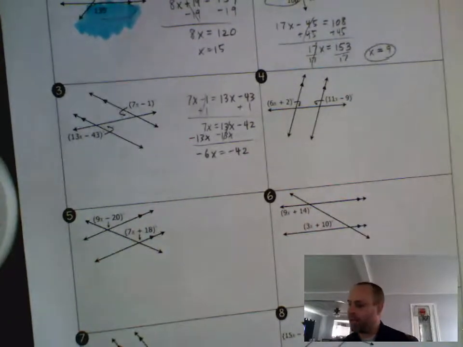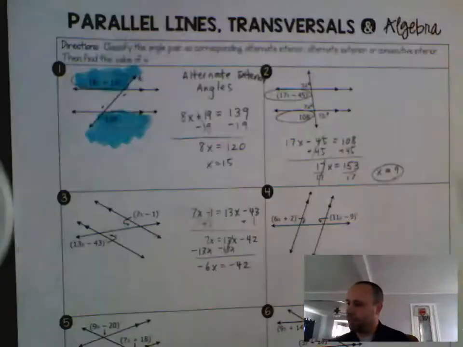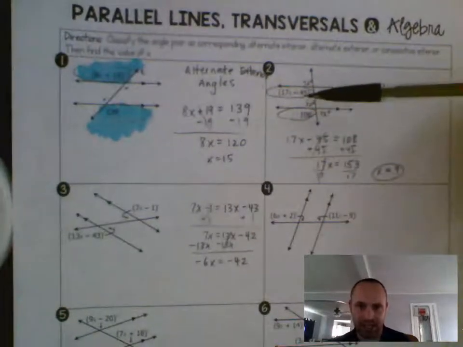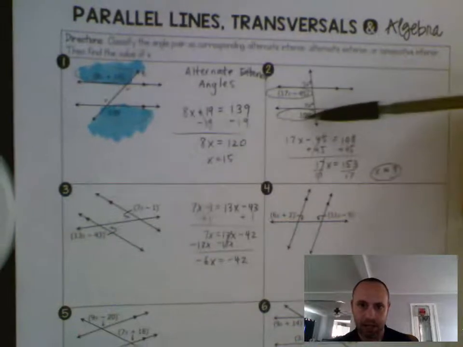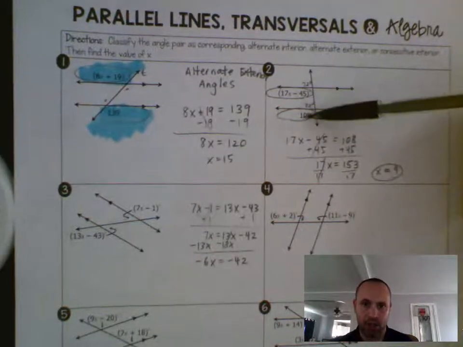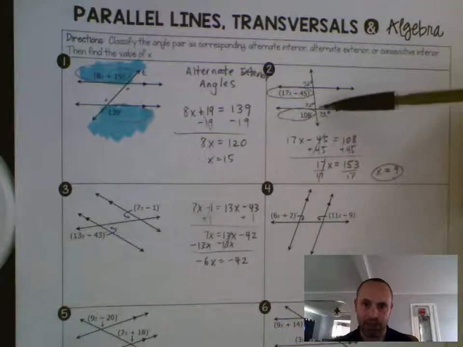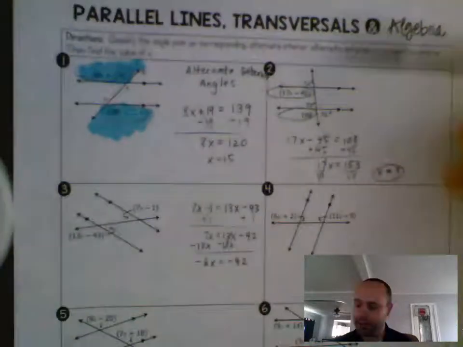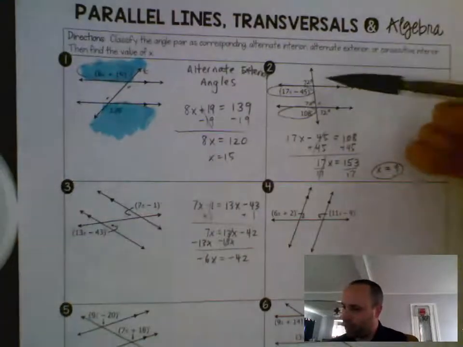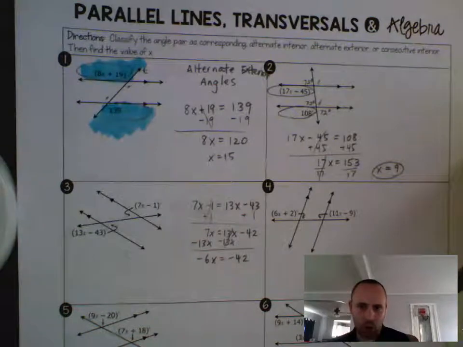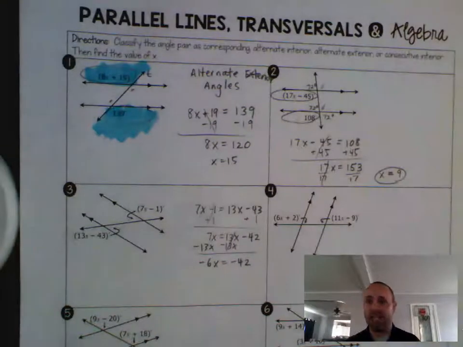Okay, and then there's another thing called corresponding angles, which looks like this. When there's one here and one here, those are called corresponding angles. Okay, or like this one here, if I put a dot there, this one corresponds to this one. Those are called corresponding angles, and those are equal to each other.